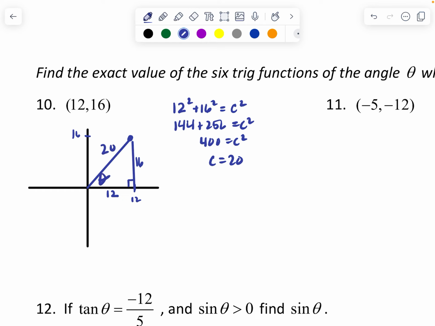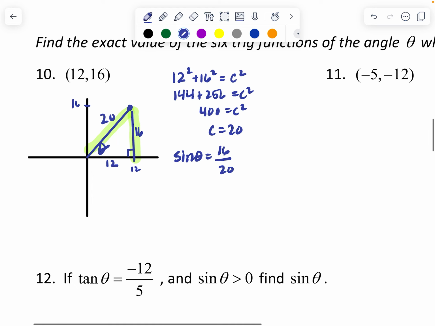Now remember, your angle's always closest to the origin. And then let's answer the question. So I want all 6 trig functions. So sine of theta is opposite over hypotenuse. So that's going to be opposite over hypotenuse, which is 16 over 20. And hey, for simplicity's sake, I'm just not going to simplify. Is that okay? I'm kind of tired. Don't really feel like doing that.